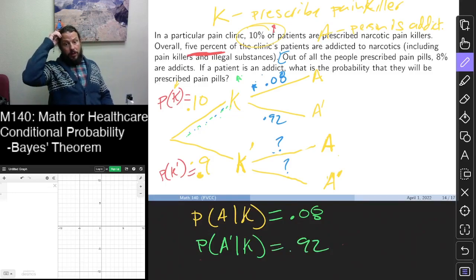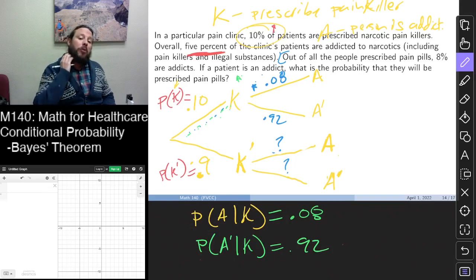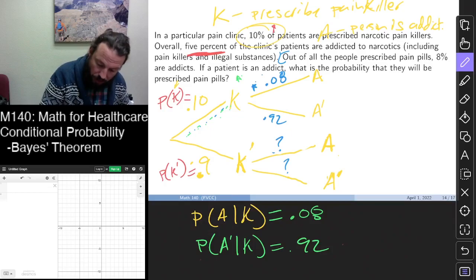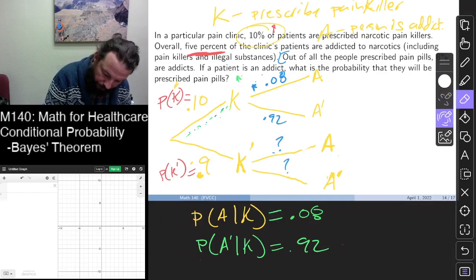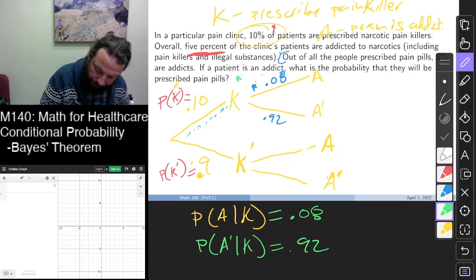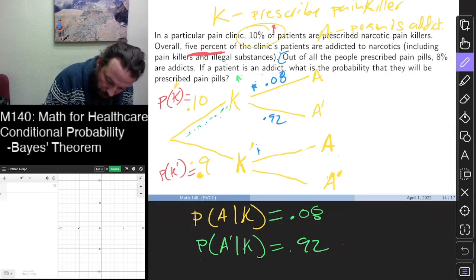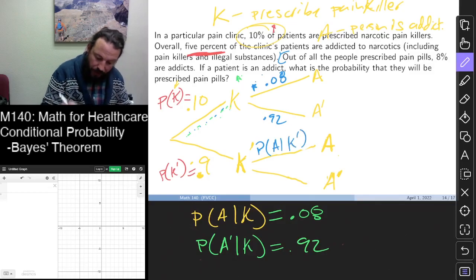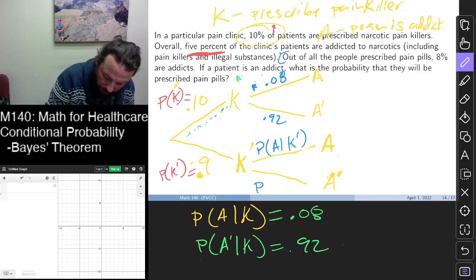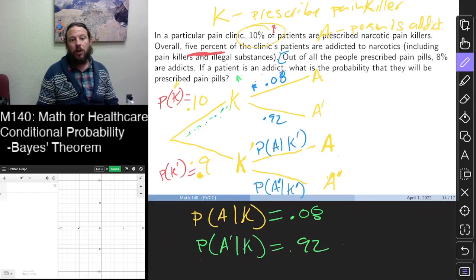Now notice we had these question marks. We didn't know what these other branches are, so let me write those down in symbols. This should be the probability of being an addict given you were not prescribed painkillers, and the probability you were not an addict given you were not prescribed painkillers. That's what would go in those. And now we don't have either of these.